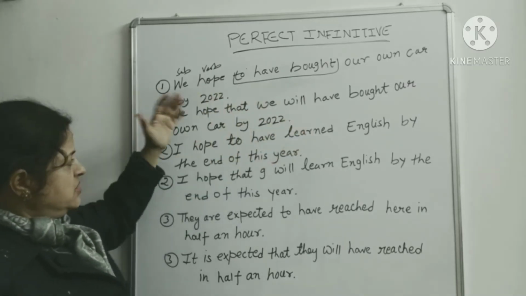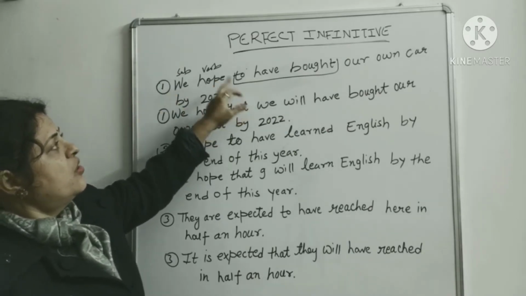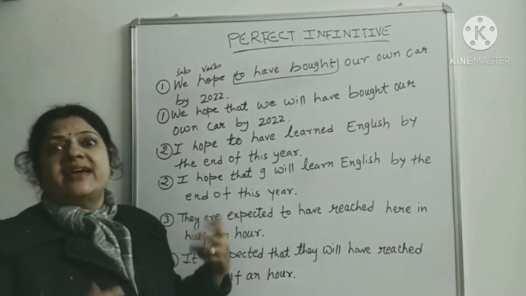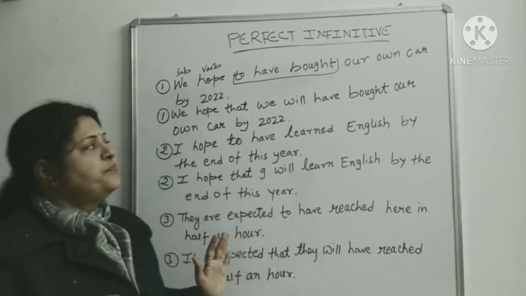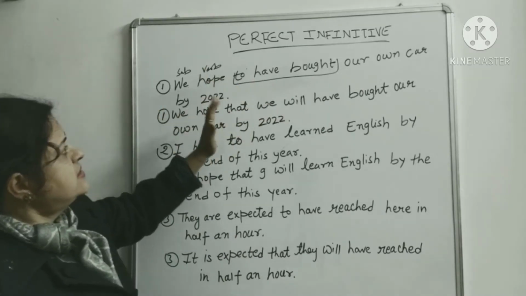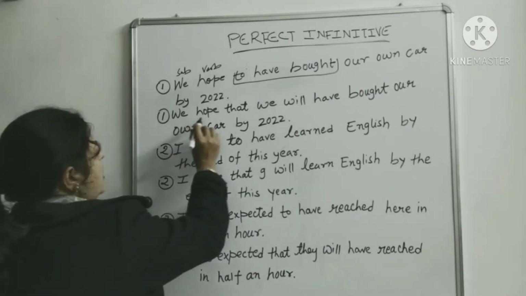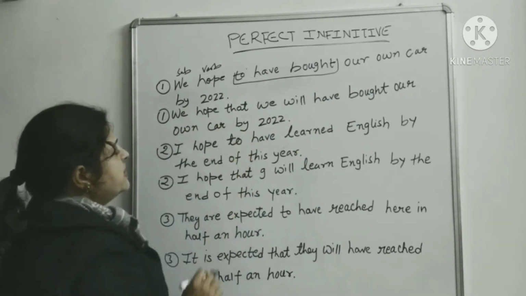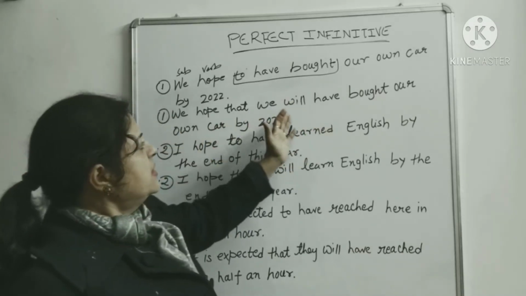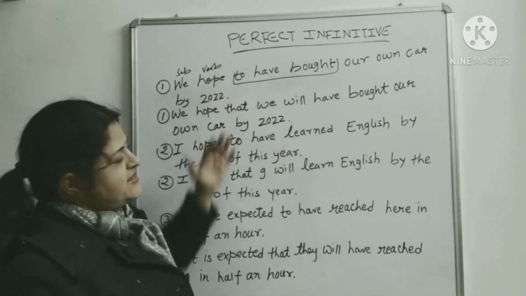Okay, so this sentence is of future perfect tense and this sentence is of perfect infinitive. Both of the sentences carry the same meaning. ये कह रहा है कि हम आशा करते हैं कि हम 2022 तक अपनी कार खरीद चुके होंगे. तो यहाँ पे देखो, हम आशा करते हैं कि हम 2022 तक अपनी कार, खुद की कार खरीद चुके होंगे. So both of the sentences carry the same meaning.